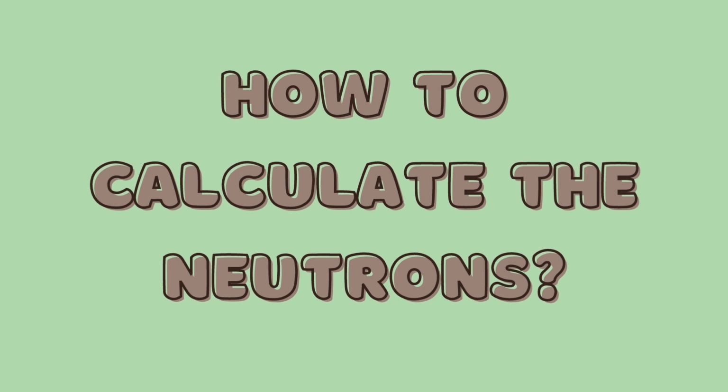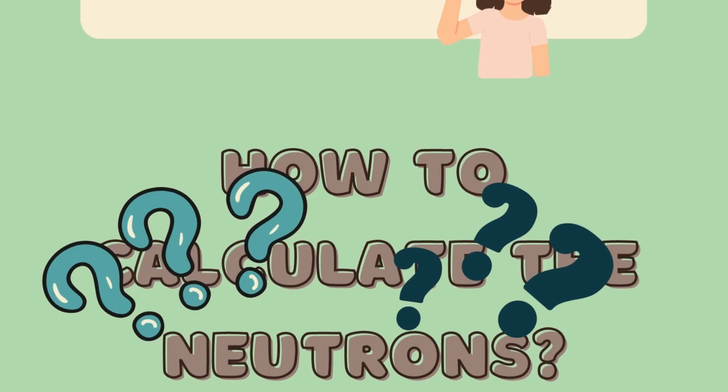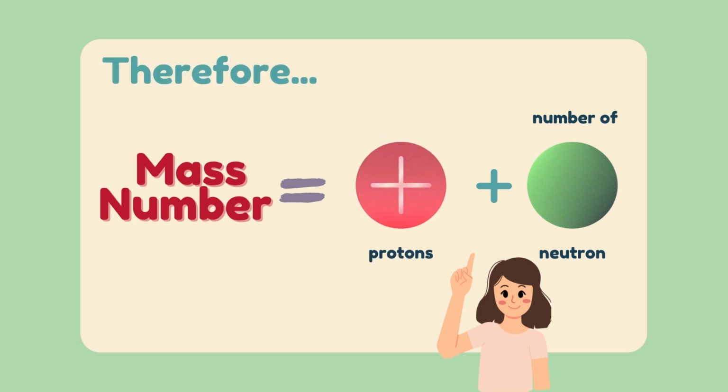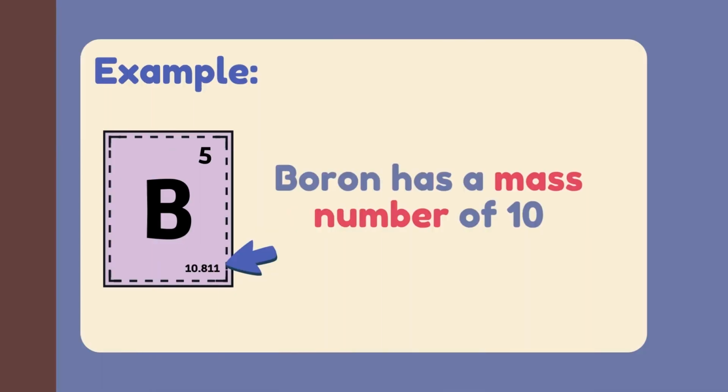How to calculate the number of neutrons? To calculate this, we need to remember that the mass number is equal to the atomic number added to the number of neutrons. Simply said, the atomic number is the number of protons in an atom. Here's an example for you guys to understand more.